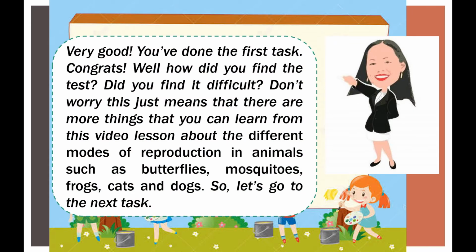Very good! You've done the first task. Congrats! Well, how did you find the test? Did you find it difficult? Don't worry. This just means that there are more things that you can learn from this video lesson about the different modes of reproduction in animals such as butterflies, mosquitoes, frogs, cats, and dogs. So, let's go to the next task.